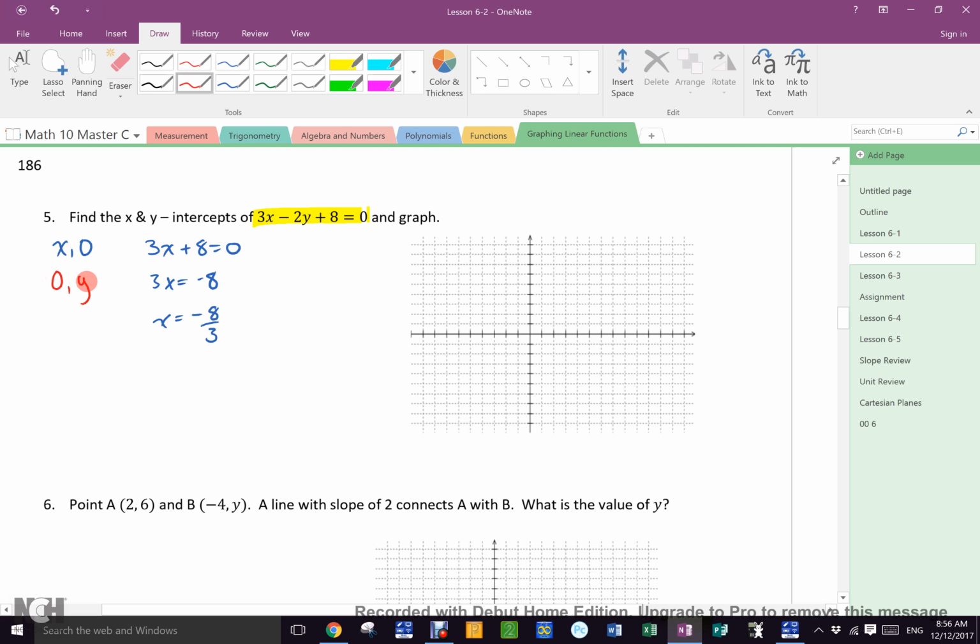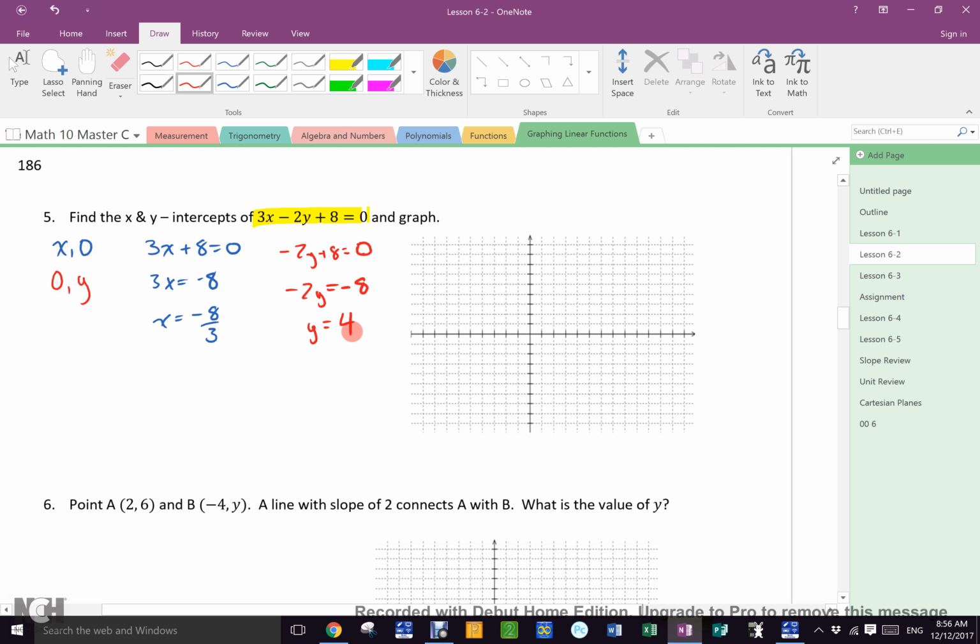Now, which is the 0? So what drops out? The 3x drops out, and I have negative 2y plus 8 equals 0. So now negative 2y equals negative 8. And what does y equal? 4.